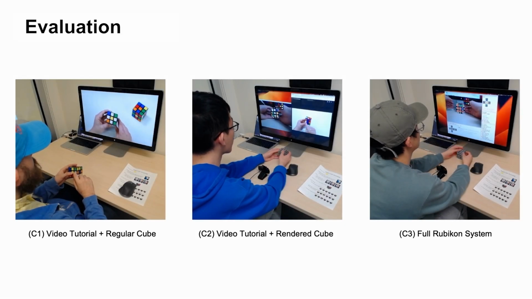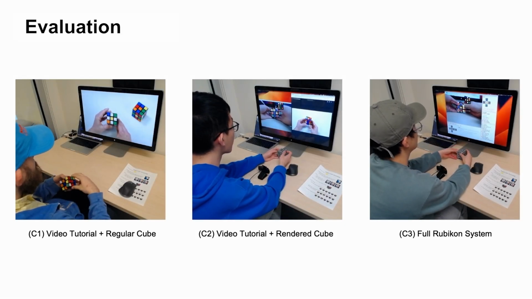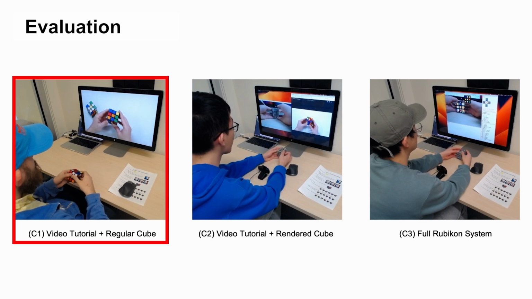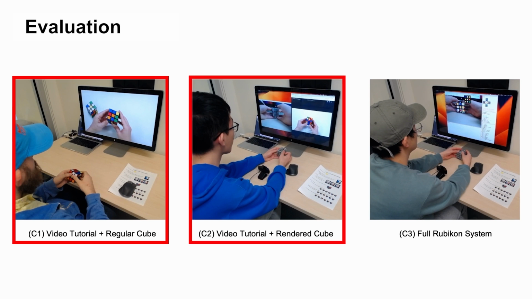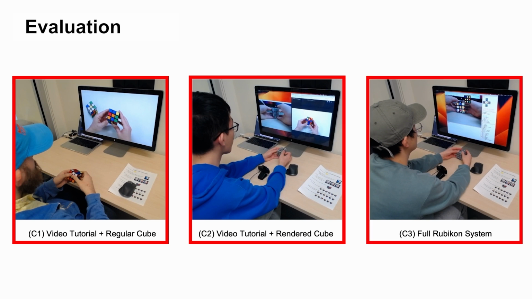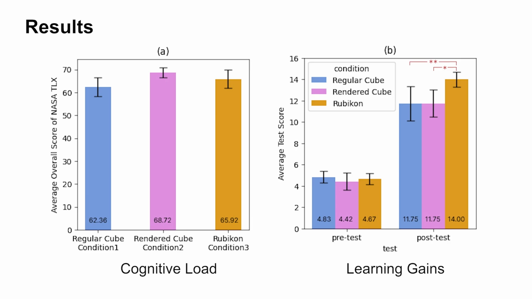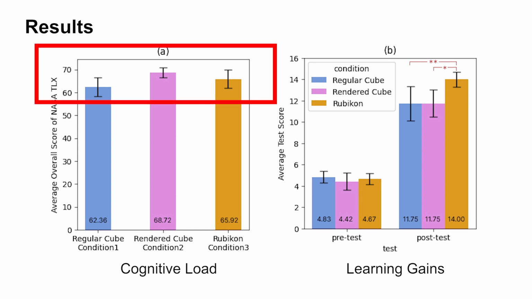We evaluated Rubikon in a between-subjects experiment with 36 participants, with a business-as-usual baseline condition where users watch video tutorials and use a regular Rubik's Cube. A second baseline where users watch video tutorials and use an AR-rendered cube. And the Rubikon condition where users access the full functionality of the system, including the AR setup and the intelligent tutoring capabilities. We found that learners in all 3 conditions reported a similar level of cognitive load.